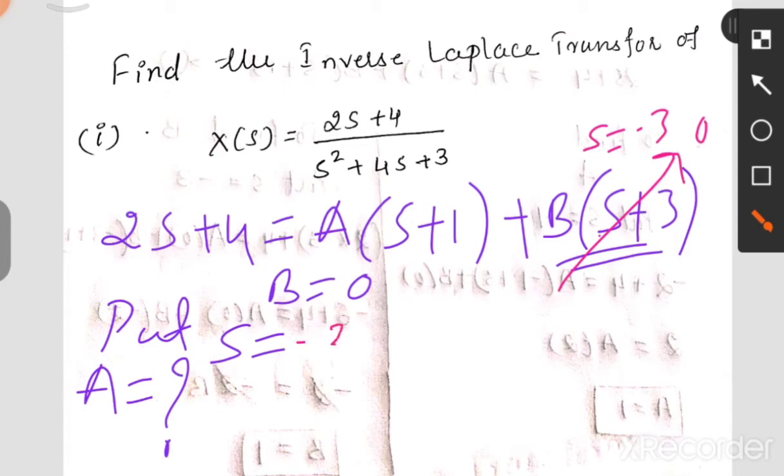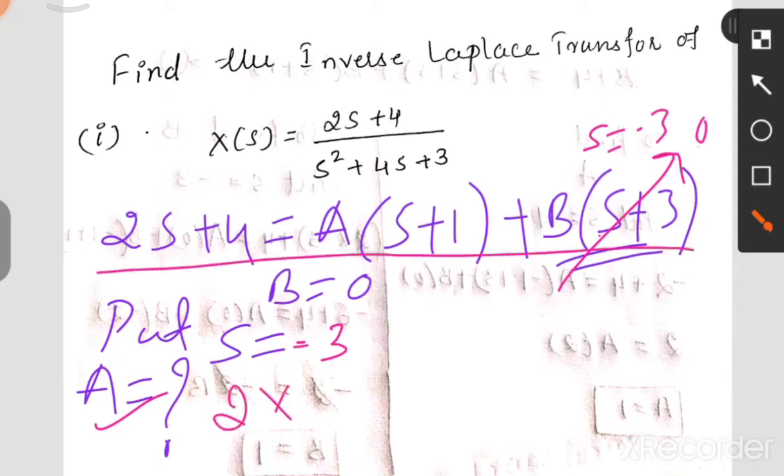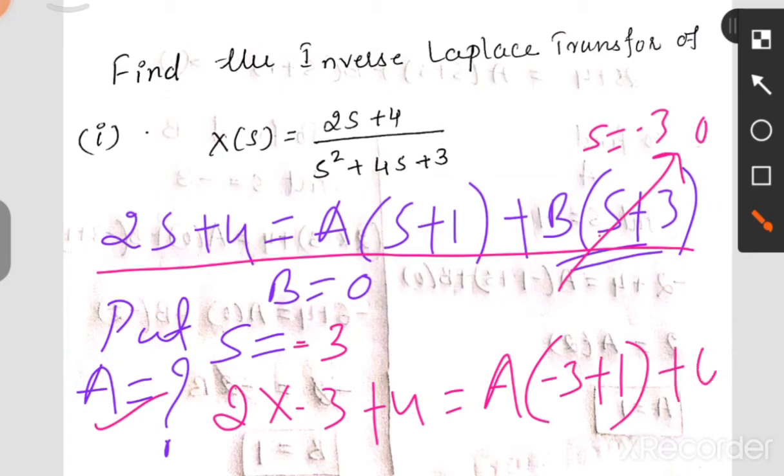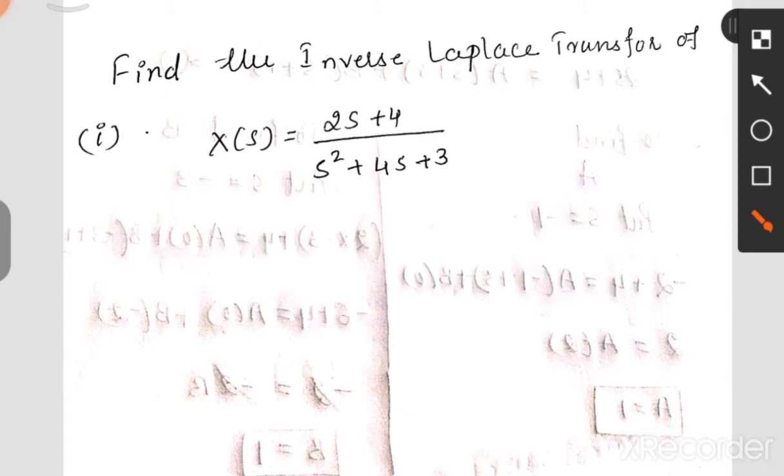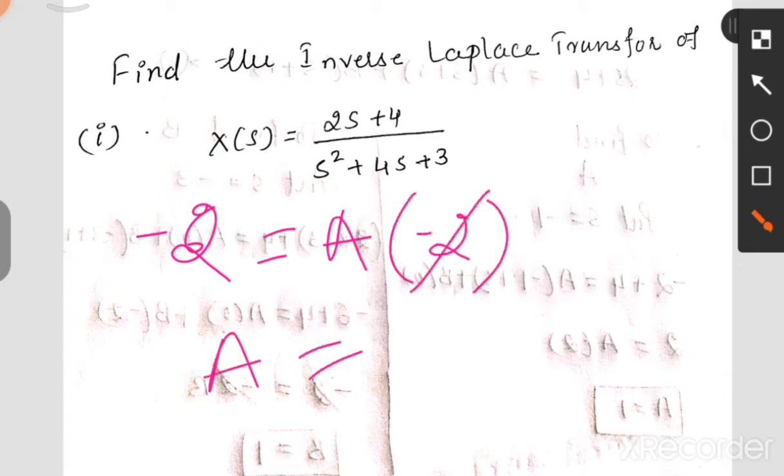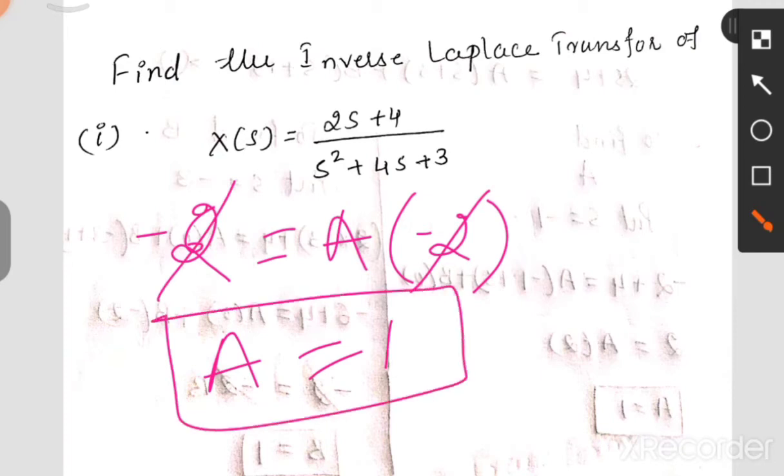So put s = -3 in this entire equation to calculate a. Wherever you have s, substitute -3: 2 into -3 plus 4 equals a of (-3 plus 1), and the b term will be 0. Simplify this: -6 plus 4, which is nothing but -2, equals a of -2. Then the -2 gets cancelled, and a will be equal to 1.